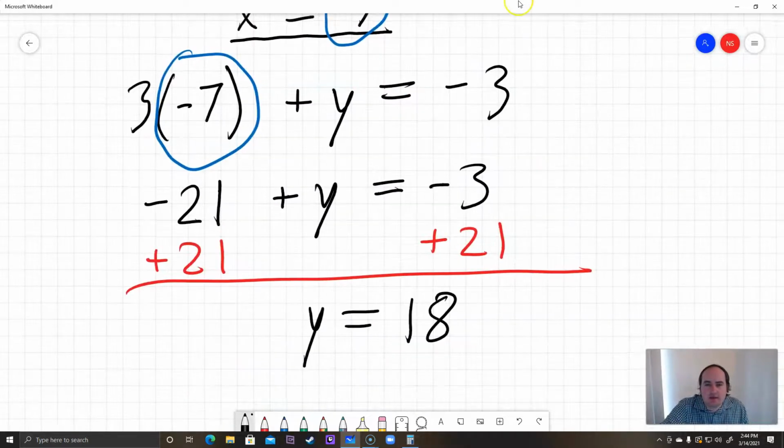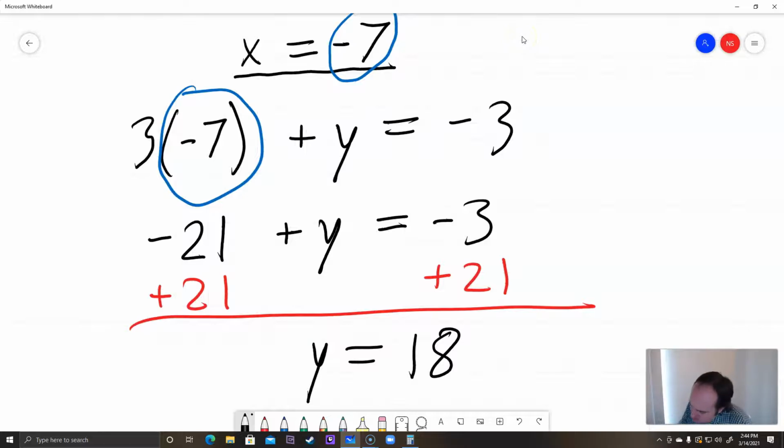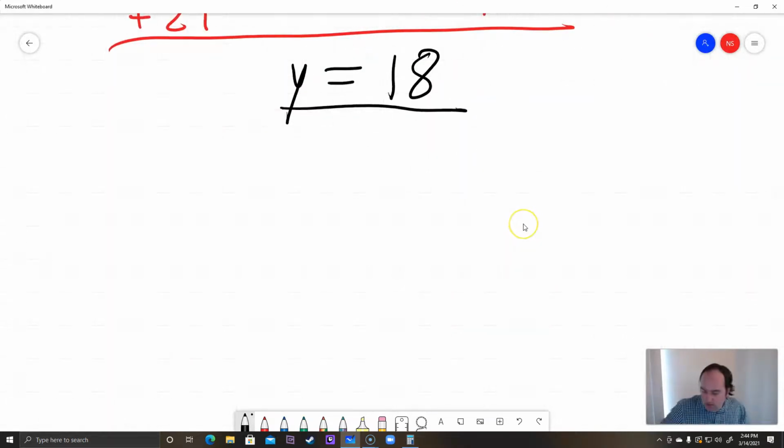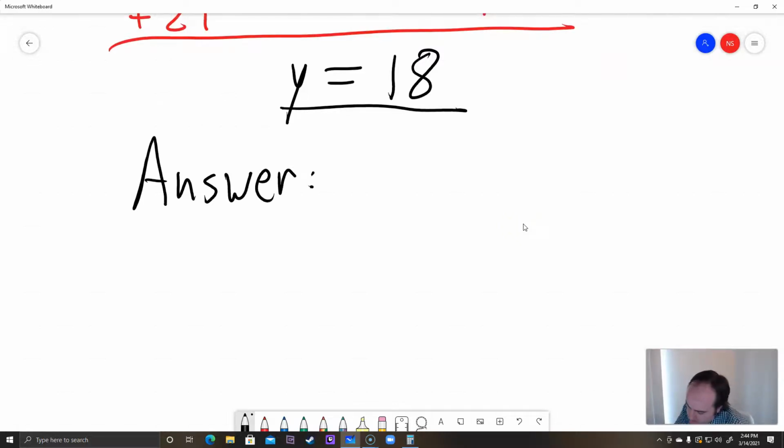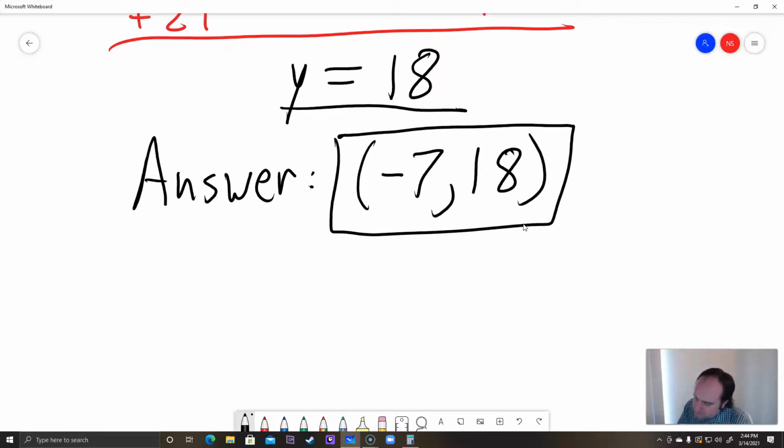Okay, so we got x equals negative 7, y equals 18. And then once again we write our answer in the form x comma y. Okay, so here our answer is going to be negative 7 was x, comma 18 was y. Okay, so negative 7, comma 18. All right.